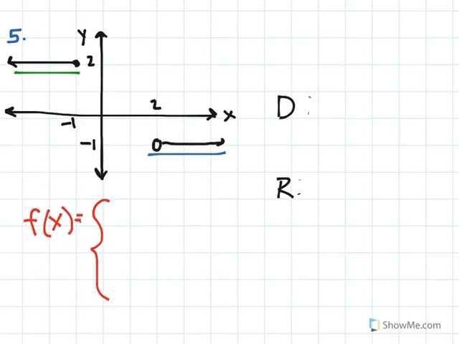So over here on the left, we have a straight line at y equals 2, and it's running from -infinity and stopping at x equals -1. So we know that f of x is equal to 2 whenever x is less than or equal to -1. And we say less than or equal to because the line actually hits that point. So that's going to be the first rule of our piecewise function.